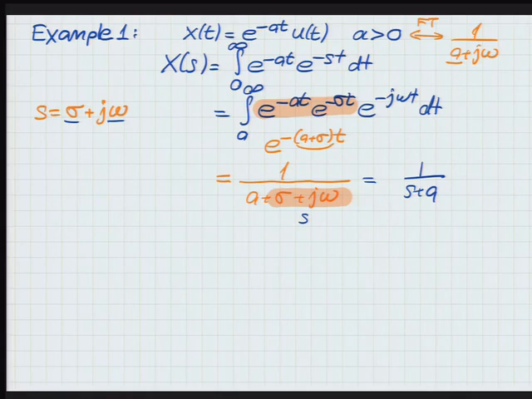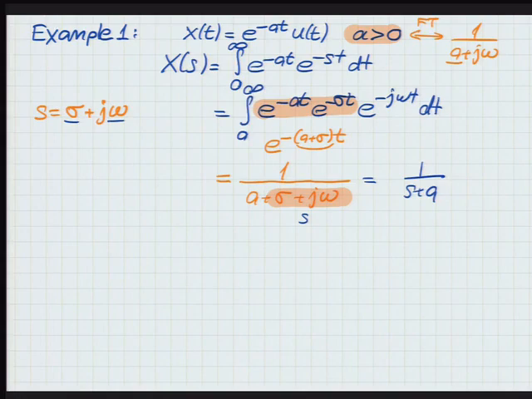I tell you about my assumptions. It's not fair when you don't tell me about your assumptions, right? I here said if a is positive, because otherwise that integral is not going to converge. Right? And your integral here will converge if a plus sigma is positive, right?